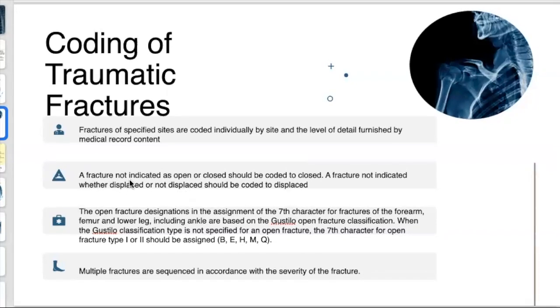A fracture not indicated as open or closed should be coded to closed, and a fracture not indicated whether displaced or not displaced should be coded to displaced. Let me repeat. A fracture not indicated as open or closed should be coded to closed. A fracture not indicated whether displaced or not displaced should be coded to displaced.